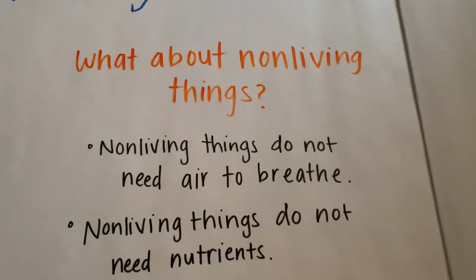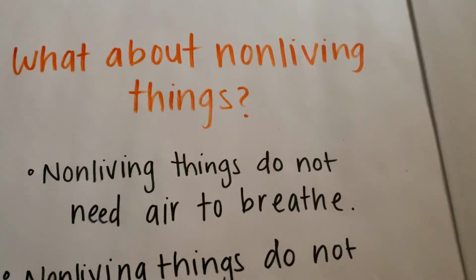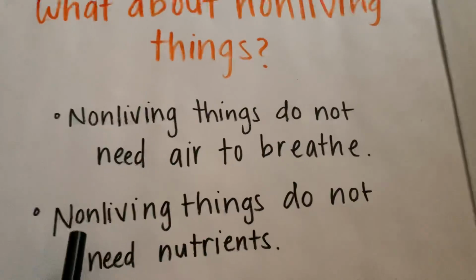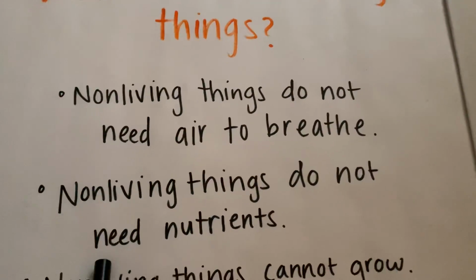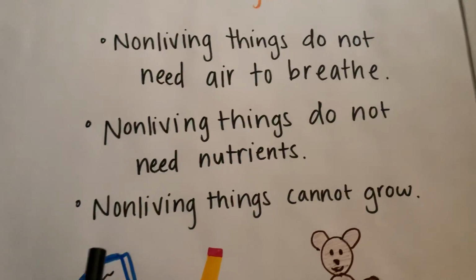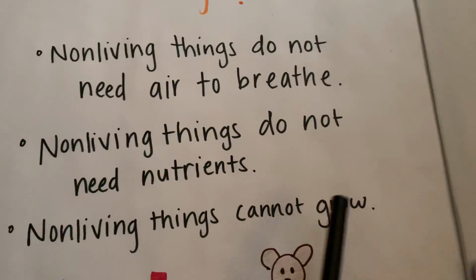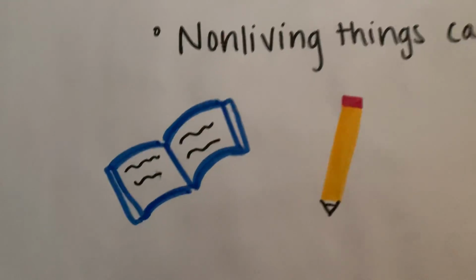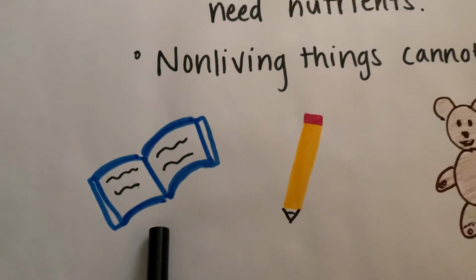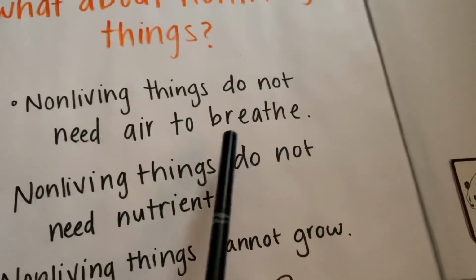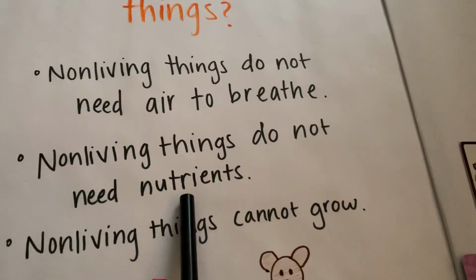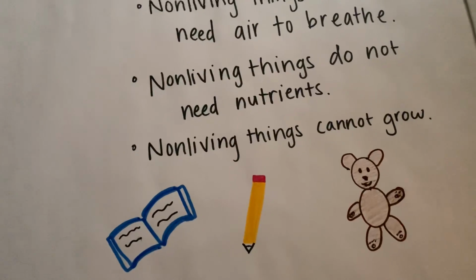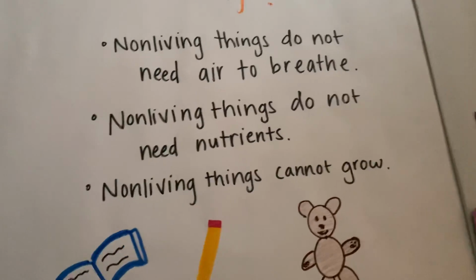What about non-living things? Non-living things do not need air to breathe. Non-living things do not need nutrients. Non-living things cannot grow. So here I drew a picture of a book because books do not need to breathe. Books don't need nutrients, and books don't grow, right? Books are just there. They stay the same size and they don't need anything.